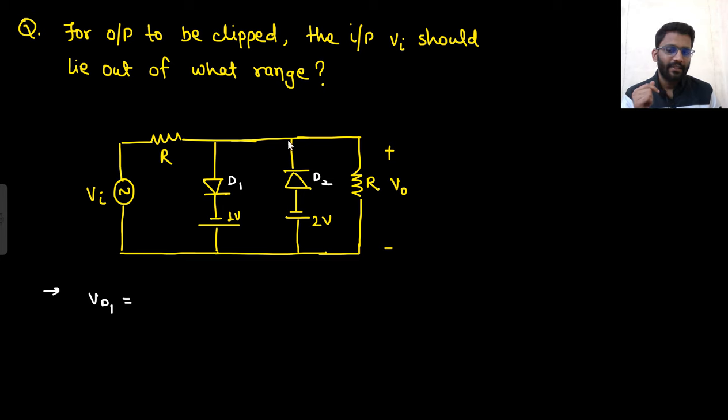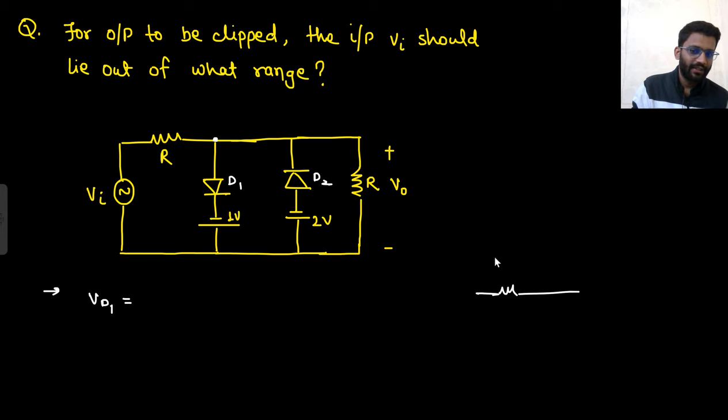Because if you apply the open circuit test, both will be open circuited. So this potential will become Vin by 2. After the open circuit test, what is happening? This branch will not be in action. This branch will also not be in action. So how will your circuit look? This is R. This branch is not in action. This is also not in action. And this is R. This is your Vin.